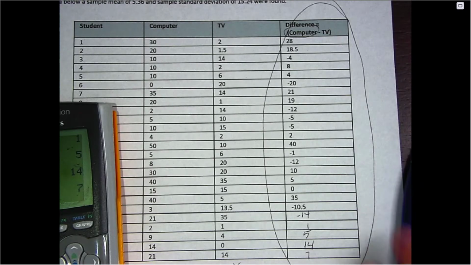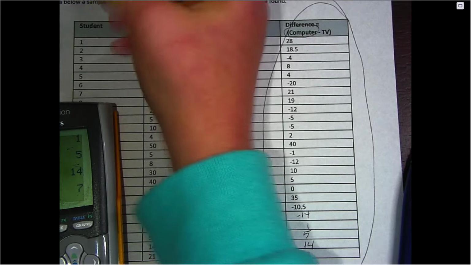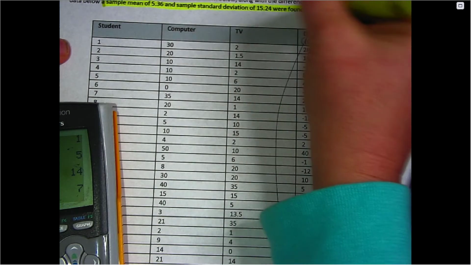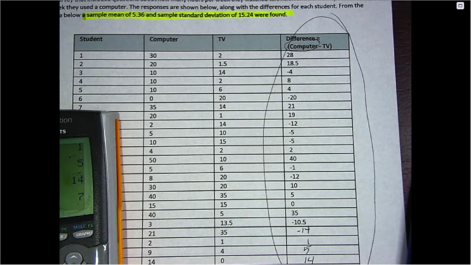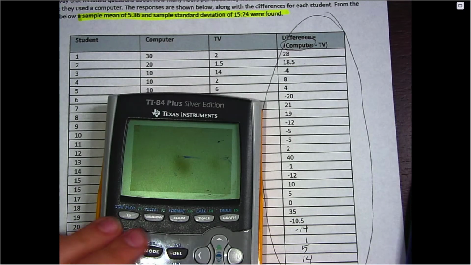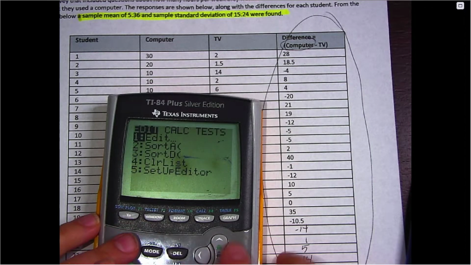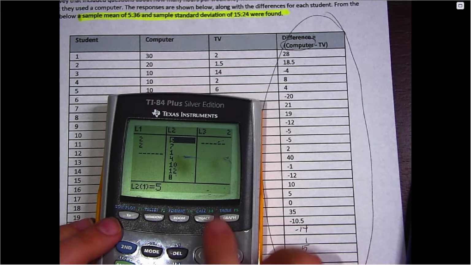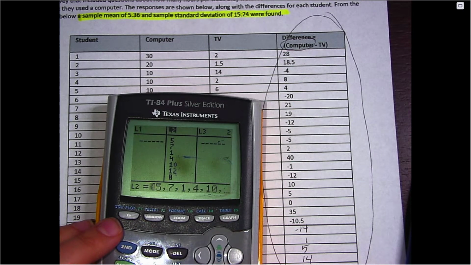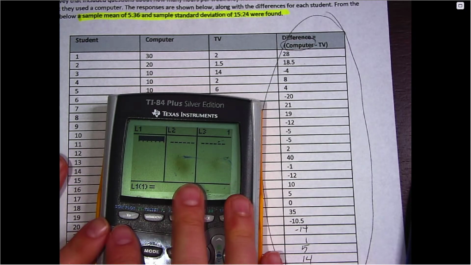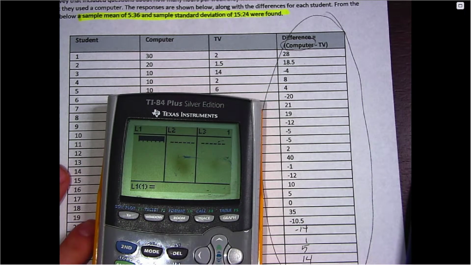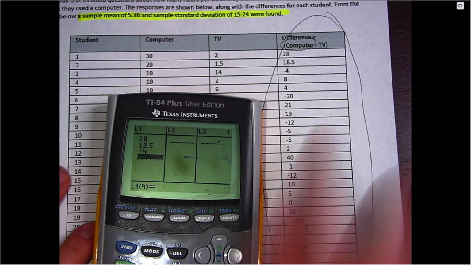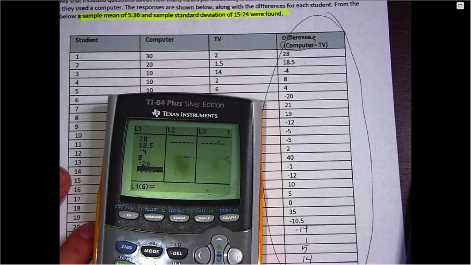Now, when you actually find the mean for these, I've already given it to you. It's the sample mean up here of 5.36 and a standard deviation of 15.24. When you find it, you use the same method you do for finding means and standard deviations in your calculator. So I'm going to clear out my lists, and then in list 1, I'm just going to enter the differences because the method for calculating a mean is the same if it's a difference or if it's just one quantitative variable. So what you'll see me doing here is entering all of the differences in this column as they're stated.